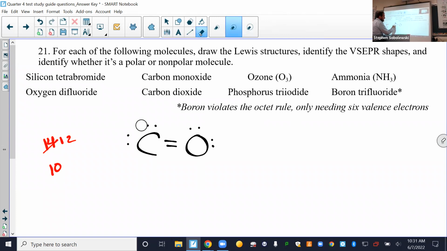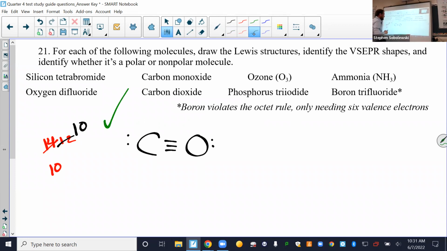So now I'm going to do the same thing again. I'm going to remove a second pair of electrons, create a triple bond, and now we have 2, 4, 6, 8, 10. We have what we need, and that's our Lewis structure. And as you can see, the carbon satisfies the octet rule. The oxygen satisfies the octet rule because they're each experiencing 6 electrons in that triple bond, and they each have 1 lone pair.